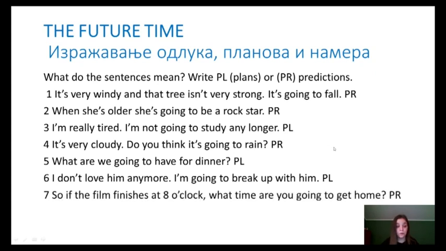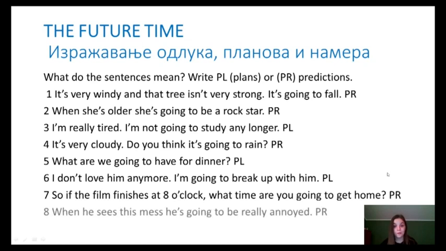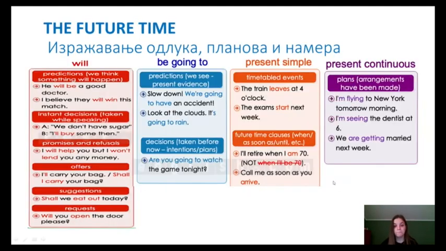7. So if the film finishes at 7 o'clock, what time are you going to get home? This is a prediction. So we are predicting how much time we need from the end of the film to getting home. 8. When he sees this mess, he's going to be really annoyed. This is a prediction. Based on the evidence we have now, we know that he or someone is going to be really annoyed in the future.